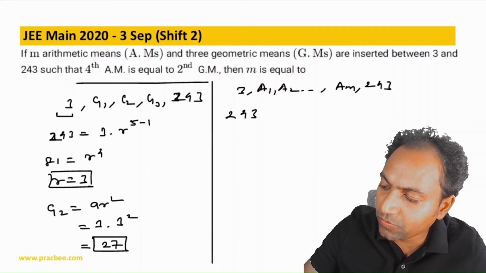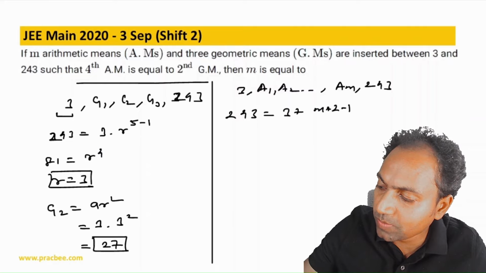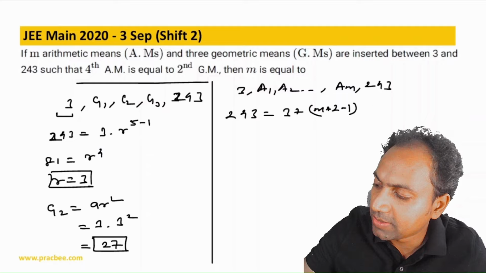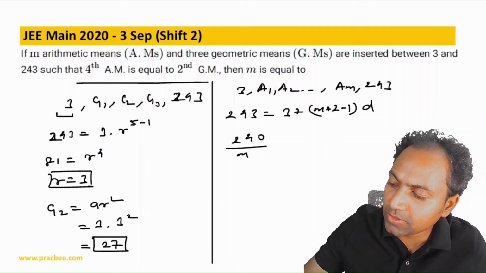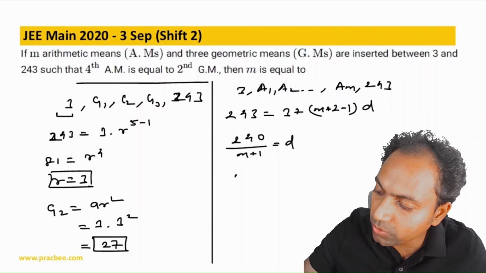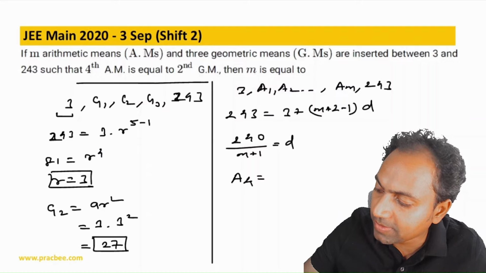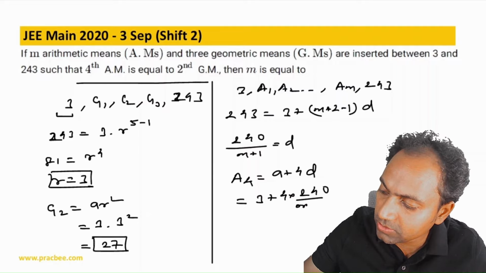So if I want to find the value of D, it is going to be A plus (M plus 2 minus 1) into D. So the value of D comes out to be 240 by M plus 1. This is the value of D we are getting. So if I want to find the value of the fourth arithmetic mean, it is going to be A plus 4D. A is nothing but 3. 4 into D is nothing but 4 into 240 by M plus 1.